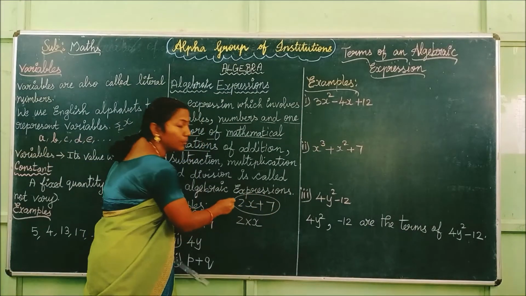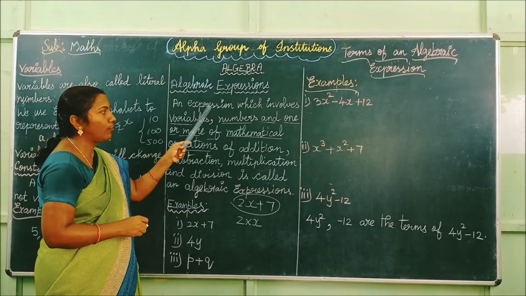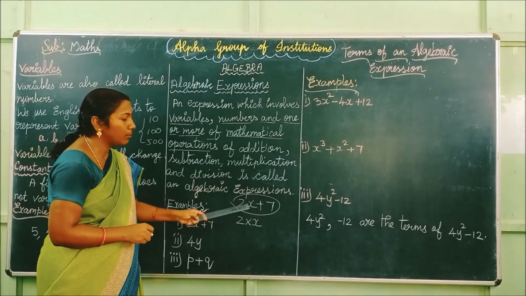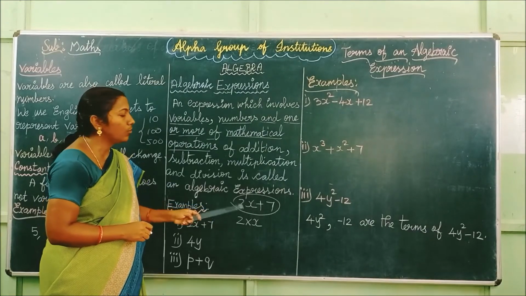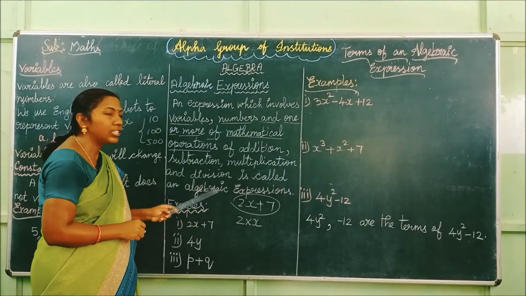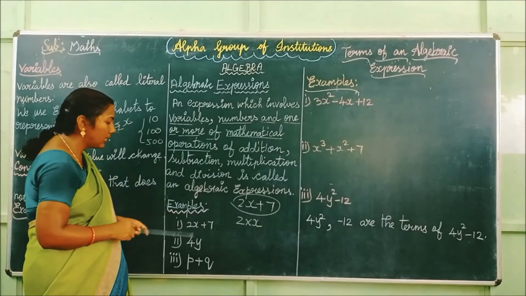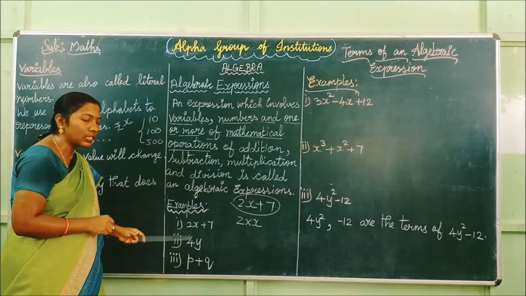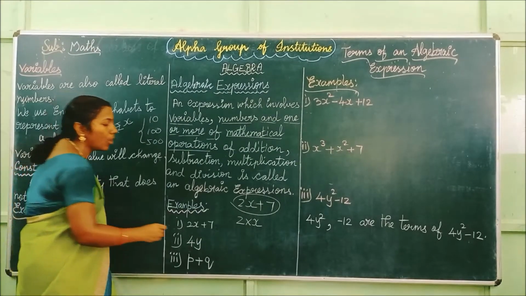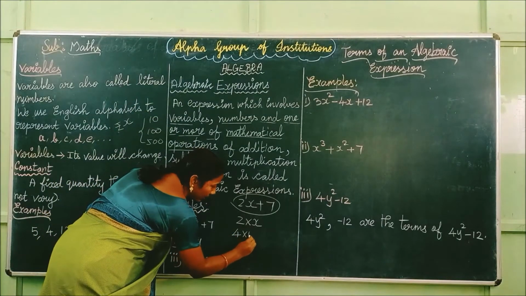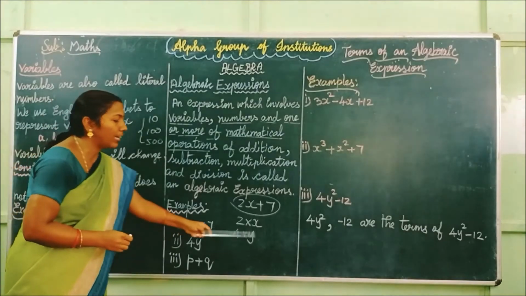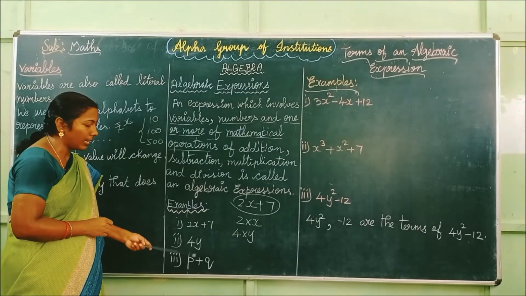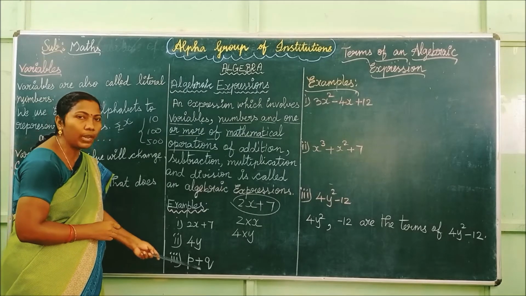So 2x plus 7 is an algebraic expression. According to the definition, it has variables and numbers and mathematical operations, multiplication and addition. So we call this expression an algebraic expression. Do you understand? See the next example, 4y. Here which is the constant? 4 is the constant and y is the variable. What is the operation between 4 and y? Multiplication, 4 into y. Instead of writing 4 into y, in algebra we write 4y like this only.